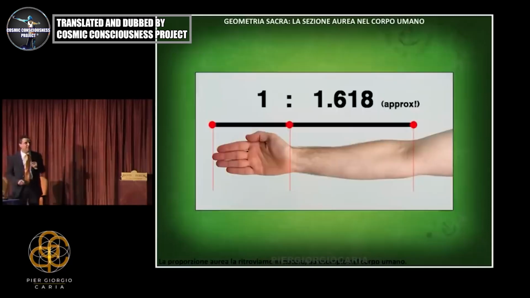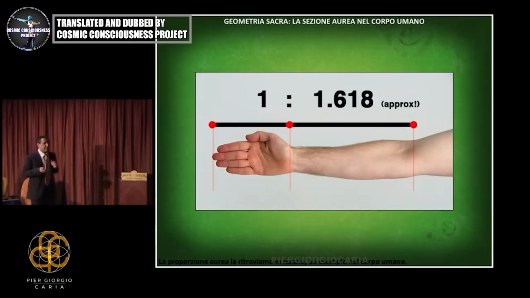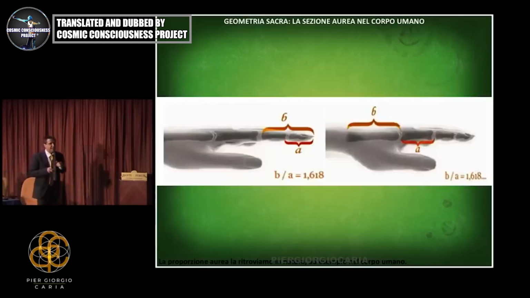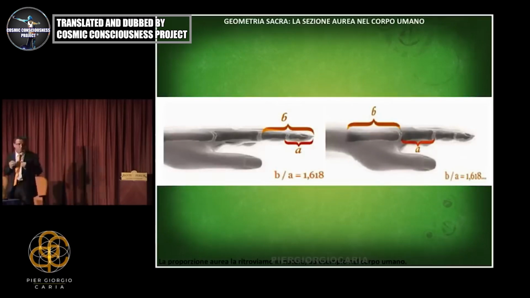But phi is very important because, for example, as Leonardo shows us in the drawing of the Vitruvian man, our body is made entirely in a golden ratio. The ratio of the forearm to the hand is approximately phi. The ratio between the phalanges of a finger is phi. The ratio between the back of the hand and the first phalange is 1.618. So this is God's mathematics.